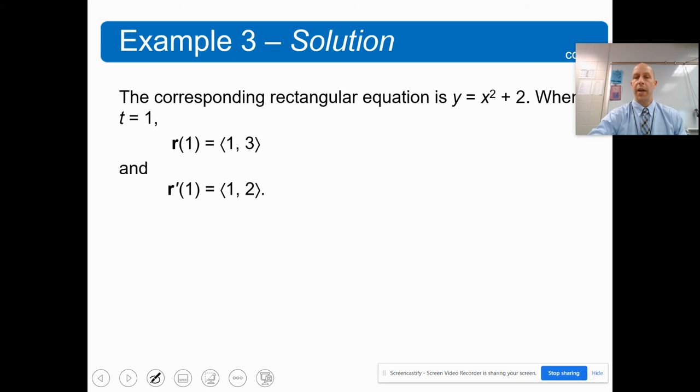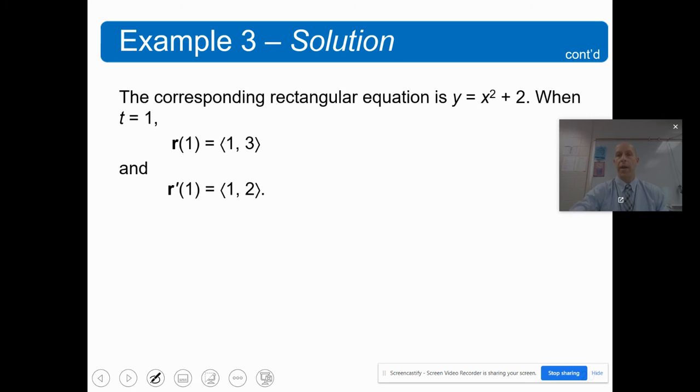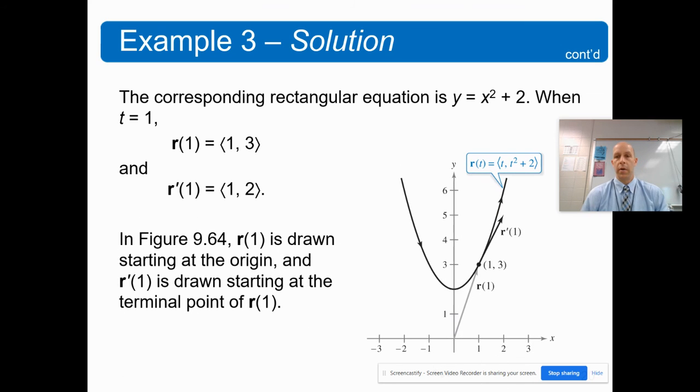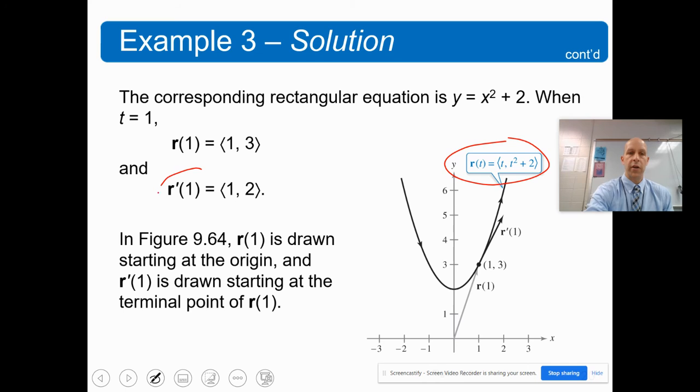And the corresponding rectangular equation will be y equals x squared plus 2, where t is equal to 1. So r of 1 is equal to (1, 3). r prime of 1 is (1, 2). So here's our graph of r of t, the vector valued function. And if we were interested in the derivative when t is equal to 1, well, when t is equal to 1, we got the derivative is (1, 2).